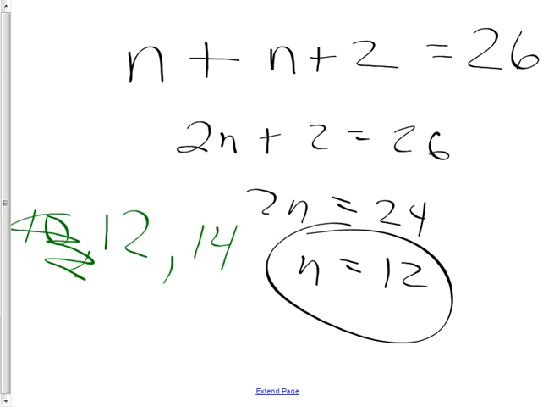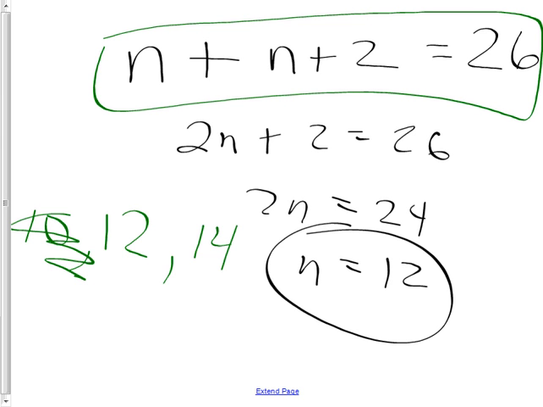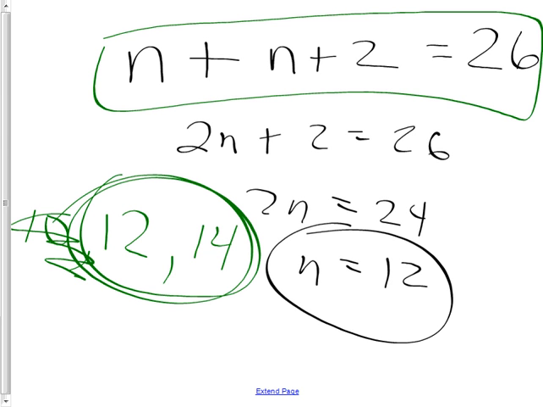Well, which ones actually work? They have to add up to 26, right? 12 and 14 add up to 26, therefore it's 12 and 14. There is your combo. Get that? If I actually add up 10 and 12, it doesn't add up to 26, does it? That's why 10 and 12 couldn't have worked. But be careful. You solve for it and you just get 12, and you can't just write down 12 because they ask for two numbers. Two consecutive even numbers.